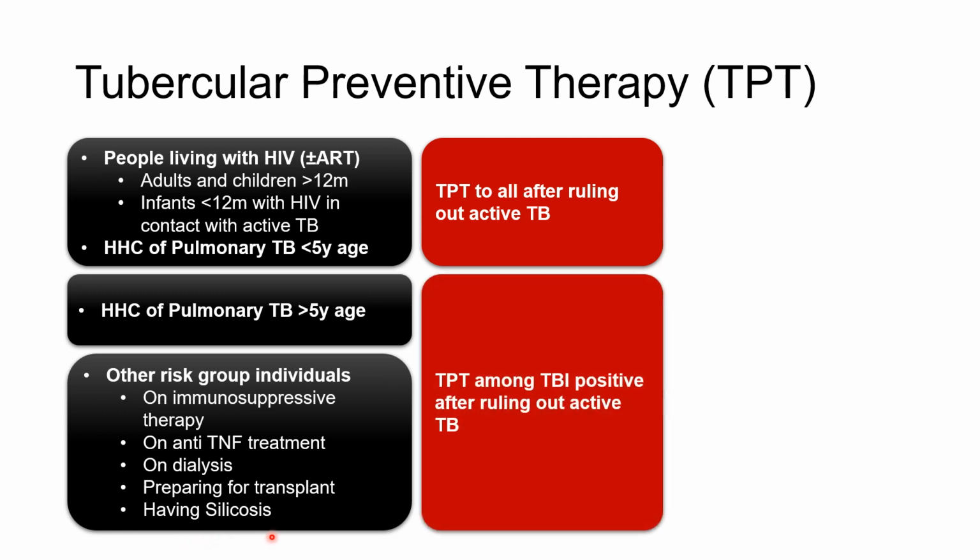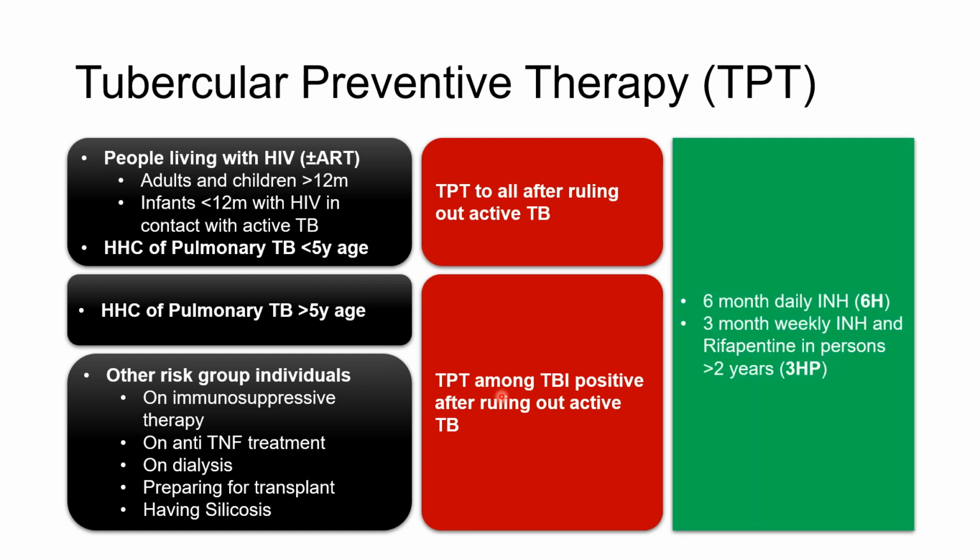All these patients, what do we do? We rule out active TB and look for tubercular infection. If tubercular infection is positive, we give tubercular preventive therapy. So in the first group you rule out active TB and tubercular preventive therapy is given. In the second group you rule out active tuberculosis, and among the TBI positive patients you give tubercular preventive therapy. So we have basically two options available. First option is 6 months daily INH, that is called 6H, and second is 3-month weekly INH and rifampicin for more than 2 years, that is called 3HP.